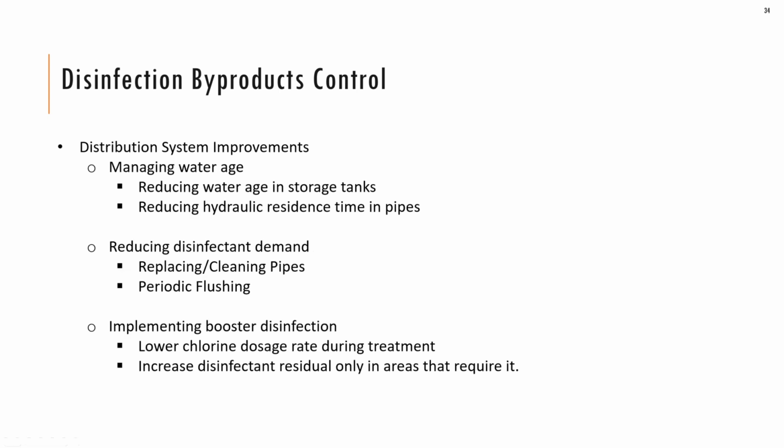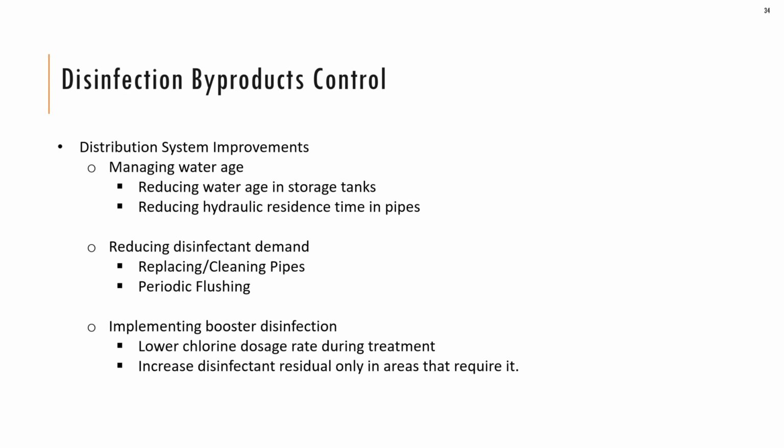Water systems can also try to minimize DBP formation within their distribution system by reducing the water age within storage tanks and reducing the hydraulic residence time in their pipes. The longer the water sits in the pipe, there's a higher chance DBPs can form. Water systems can also try reducing disinfectant demand by cleaning or replacing pipes, or implement periodic flushing, since aging pipes can cause higher disinfectant demand due to presence of corrosion byproducts, biofilm, and sediment deposits.